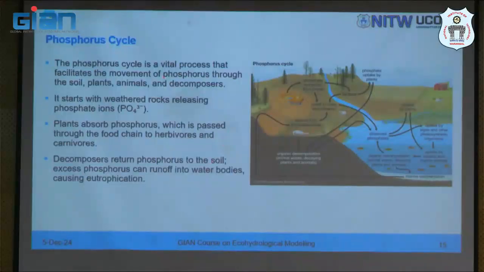So the phosphorus cycle is a vital process that facilitates the movement of phosphorus through the soil, plants, animals, and decomposers. It starts with weathered rocks that release phosphate ions, PO4 3-. So it's the phosphate ion that gets released by the weathering of certain rocks. Plants absorb phosphorus, which is passed through the food chain to herbivores and carnivores, and then finally decomposer bacteria return this phosphorus to soil. So excess phosphorus can run off into water bodies, causing eutrophication.